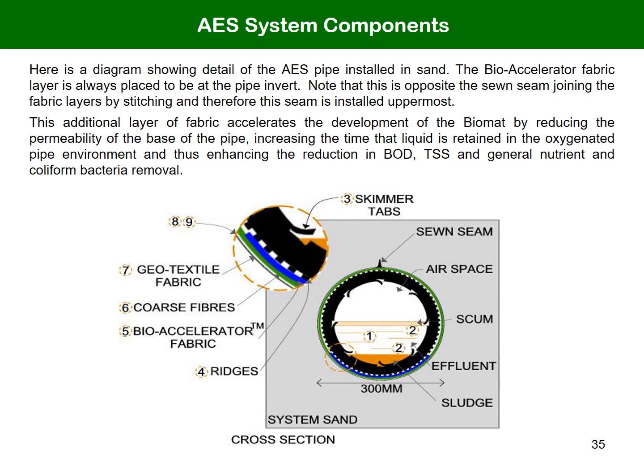In this cross-section of an AES system pipe in use, we see that the scum is floating to the top and sludge sinking to the bottom of the pipe. The liquid level rises and falls within the pipe with hourly or daily variations in flow, and as the liquid component flows through the pipe perforations, the scum and sludge are retained within.